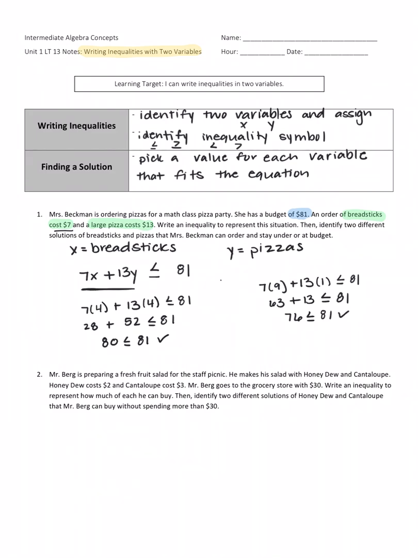So in this situation, I can have 4 breadsticks and 4 pizzas and still be under that $81, or I could have 9 breadsticks and 1 pizza and still be under that $81. Okay, so let's look at number 2.